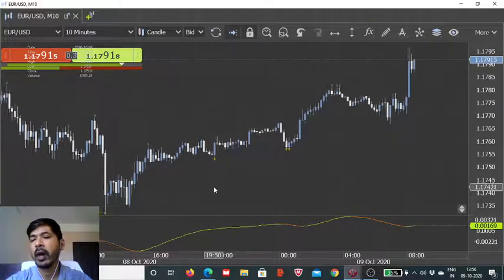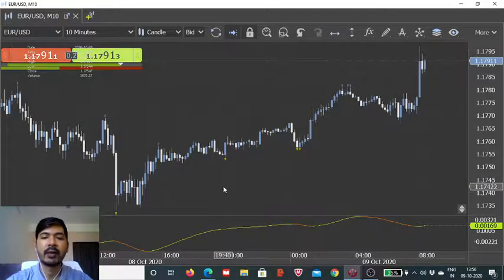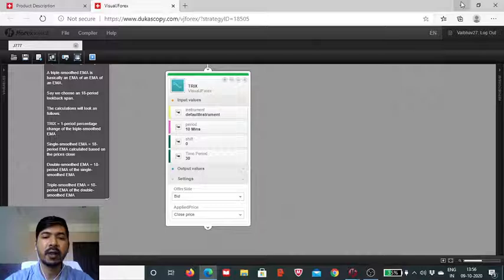I hope you have been able to see the utility of this indicator and how we can design and develop a profitable algorithmic structure using these indicator blocks. So that's it from my side for today's session.